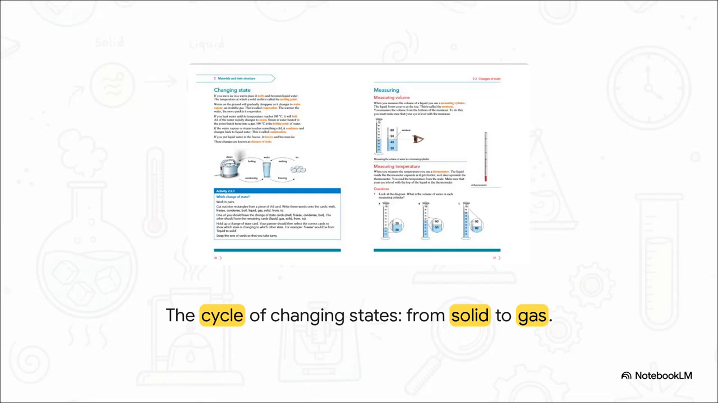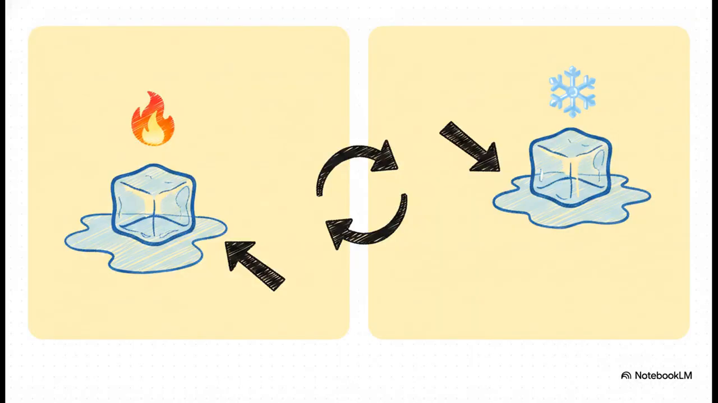Think about the cycle of changing states, from solid ice to liquid water to invisible gas. It's an amazing continuous loop. You can trace the path of water simply depending on whether we add heat or take it away. If we leave solid ice in a warm place, it melts into liquid water. If we heat that water, it evaporates or boils into an invisible gas, water vapor or steam. But the cycle goes the other way too. If that steam touches a cold surface, it condenses back into liquid. Pop that liquid in a freezer, and it freezes right back into solid ice. It's totally reversible.